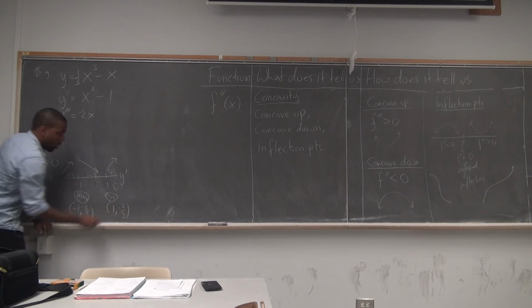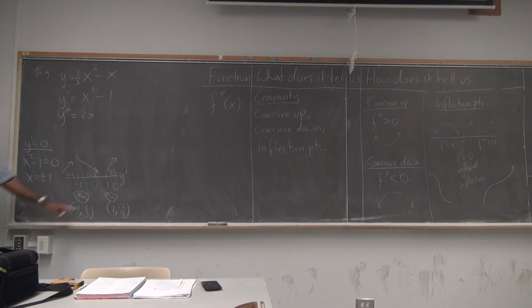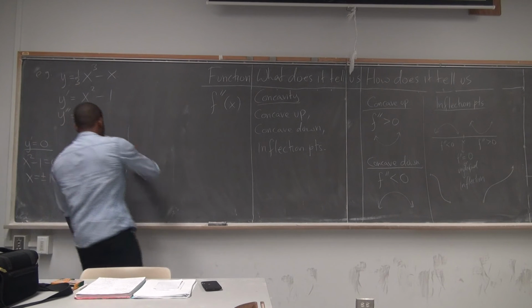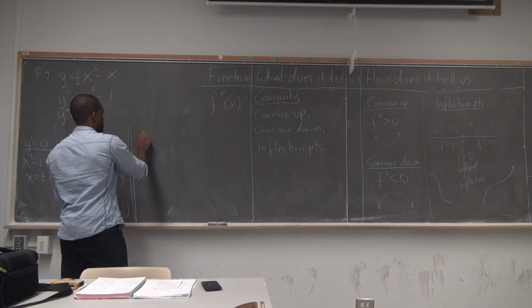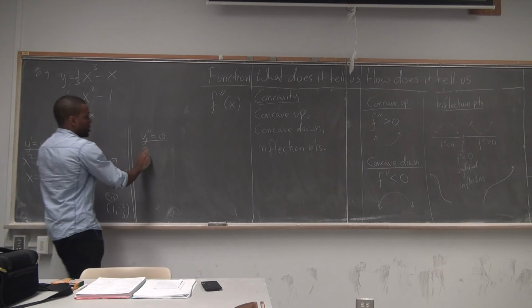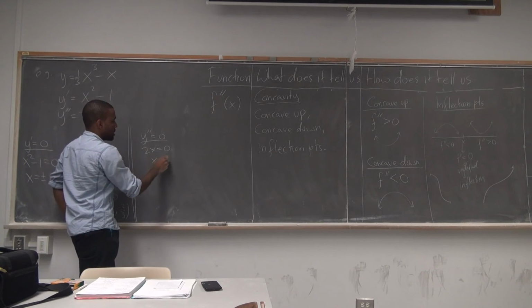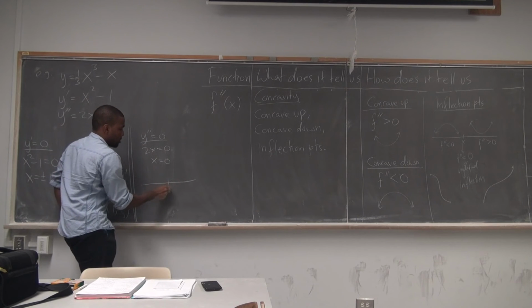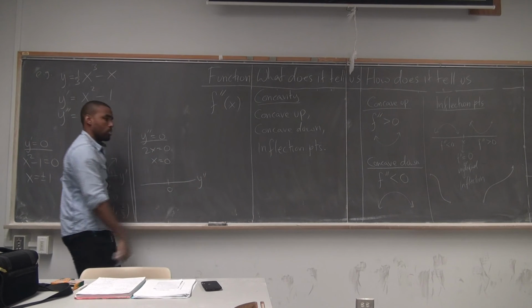I know at (1, -2/3) I will hit a maximum point. Now I can do a second level of analysis, talk about setting the second derivative equal to 0. These are polynomials, they're never undefined. That means 2x is equal to 0. This means x equals 0. So now, I'm going to test 0 in the second derivative.